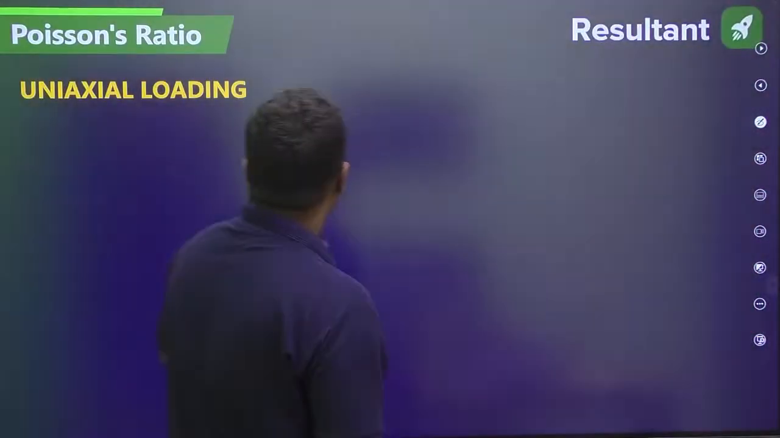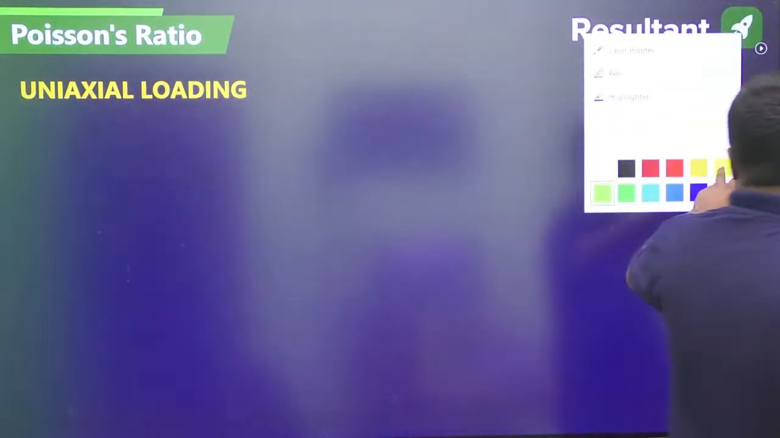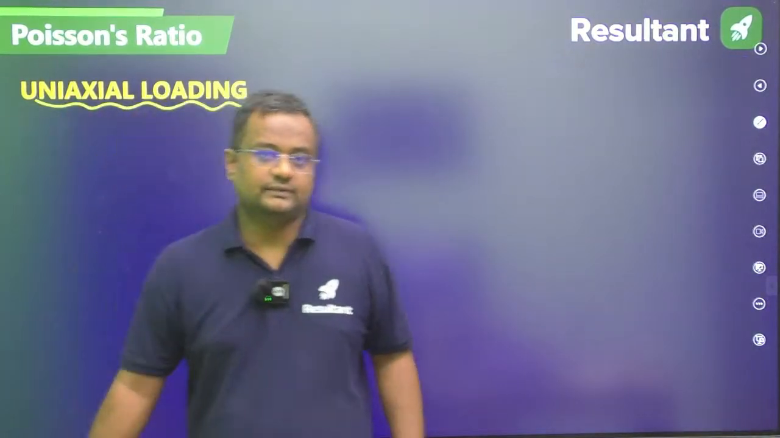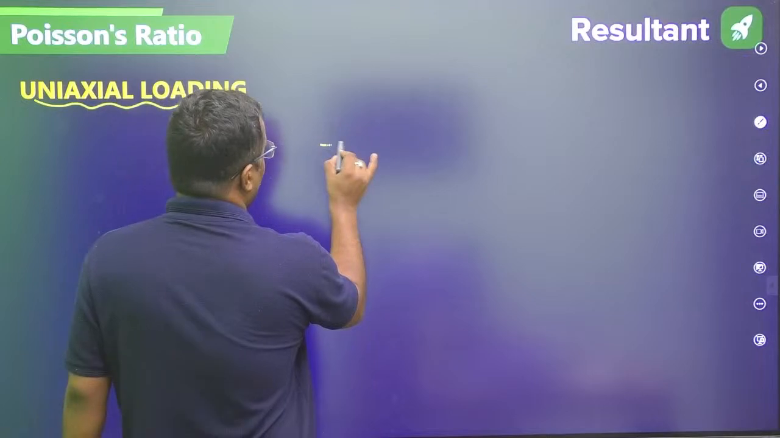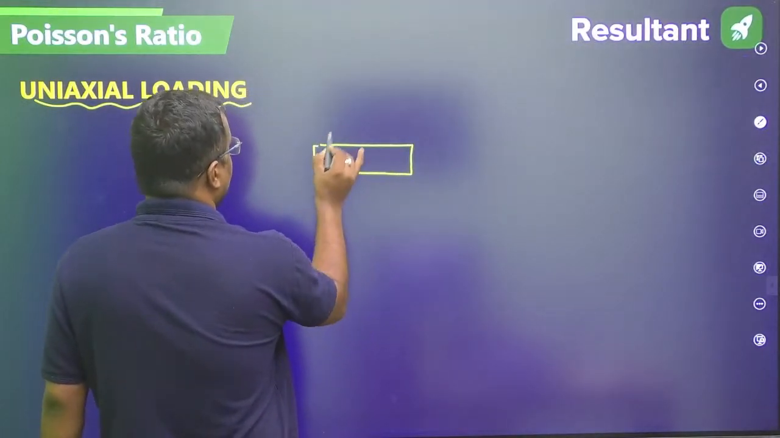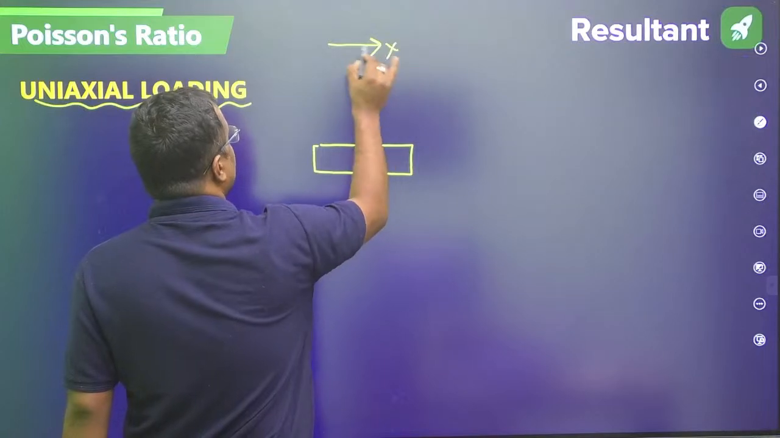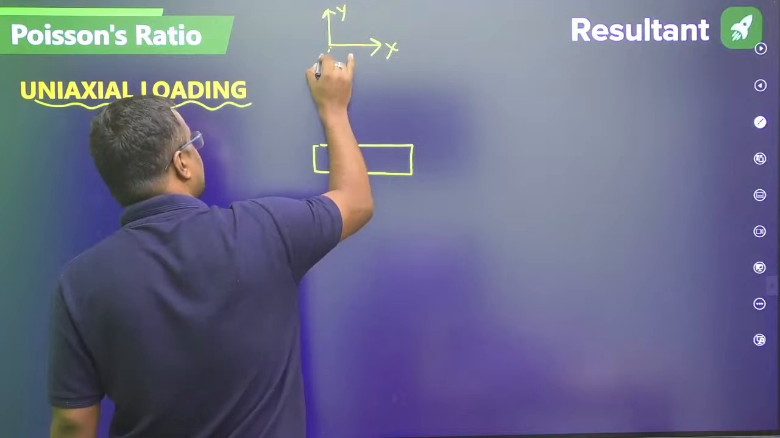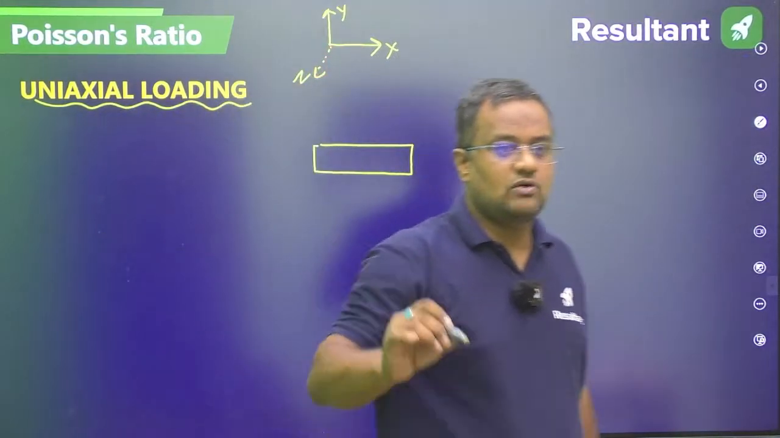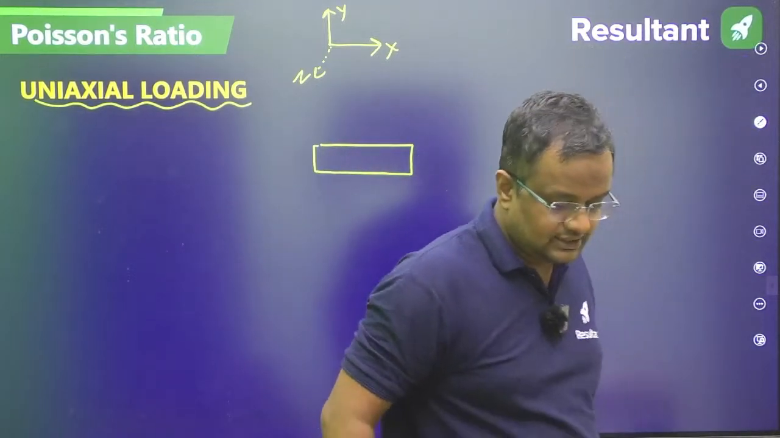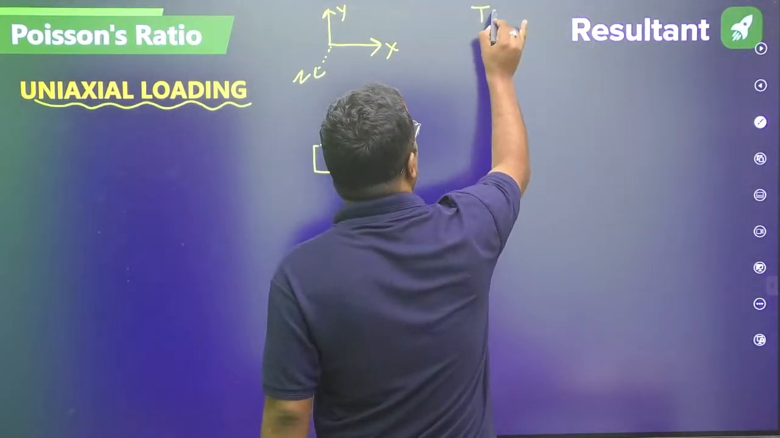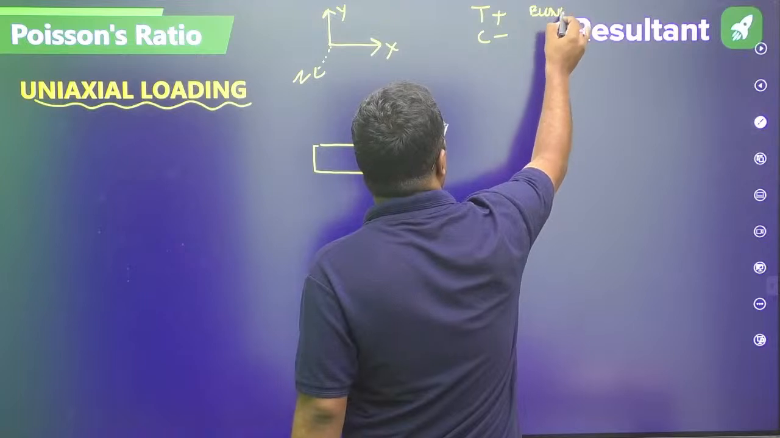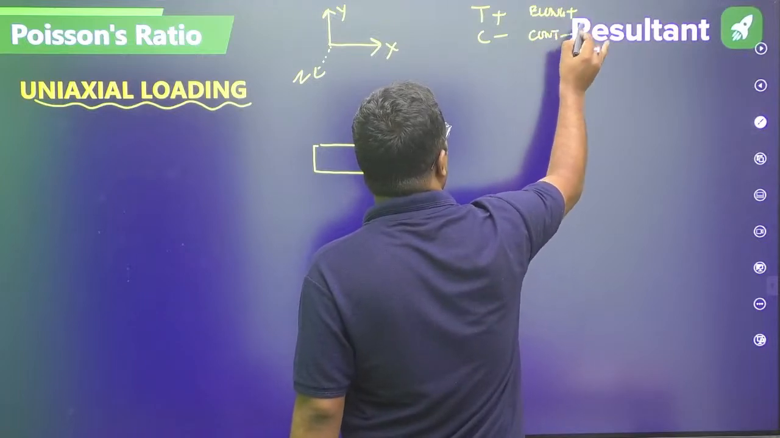Have you understood this? Now let me go to uniaxial loading. Suppose this is a bar. I am again saying, guys, in this whole class I am repeating this: this is the x direction, this is the y direction, and the axis which is coming out of the board directly to your head is the z direction. Tension I am taking as positive, compression as negative, elongation as positive, contraction as negative.